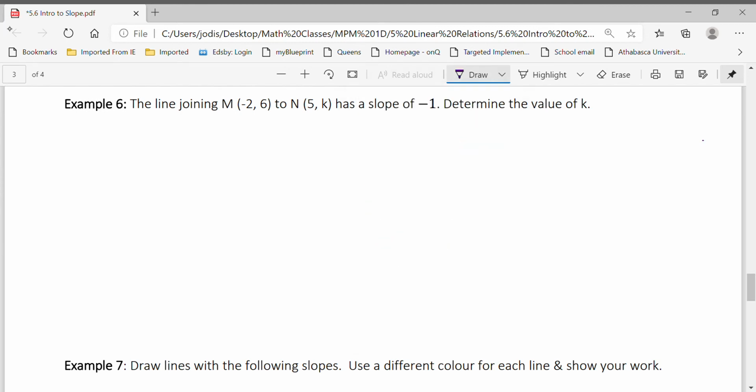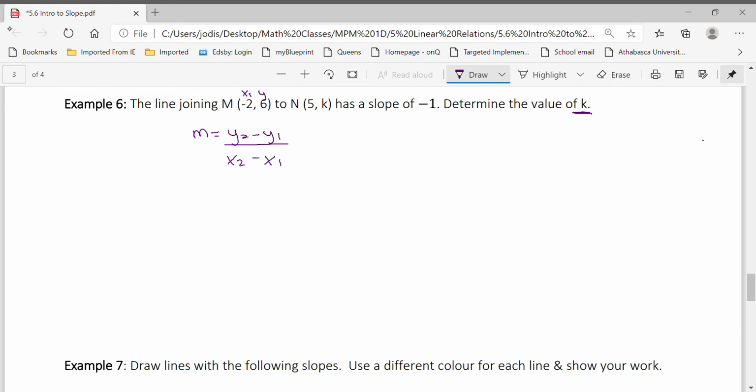So we have this line that's joining point M, negative 2, 6, to point N, 5, K. It has a slope of negative 1. We need to find the value of K. So I'm still just going to write my formula that I know. So slope is y2 minus y1 over x2 minus x1. And then I'm going to put in what I know.